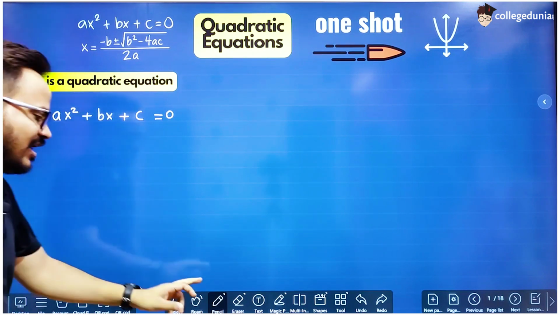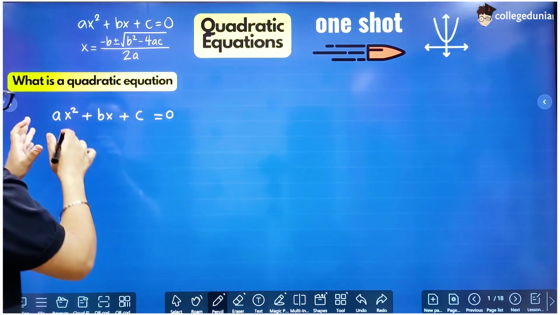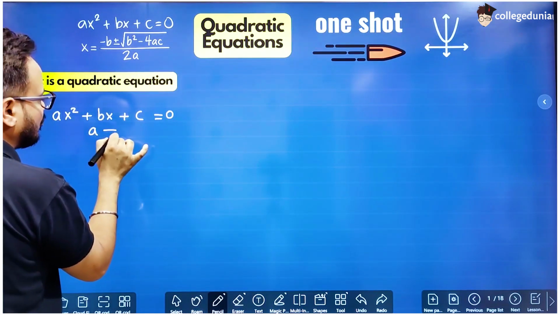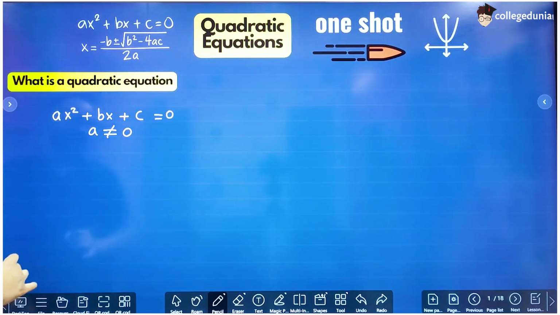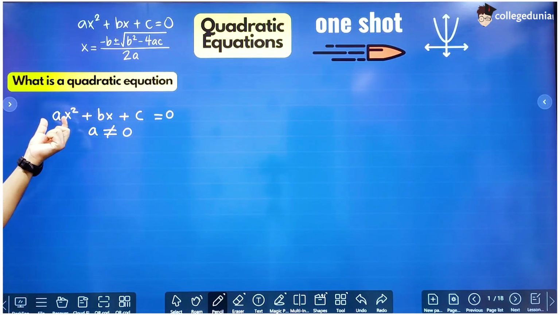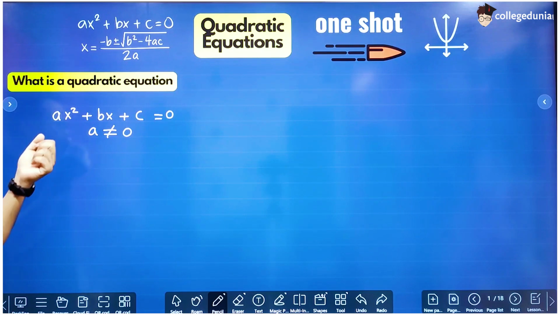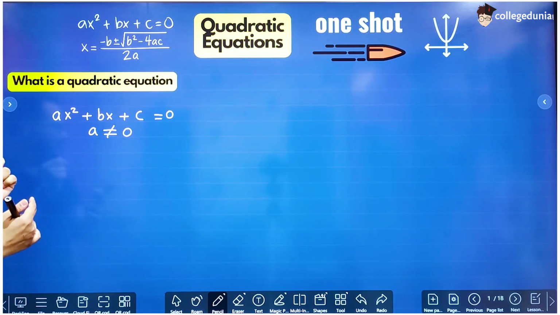And the 2 power term should always be there. So we should write here that a should not be 0. If a becomes 0, then the x square term will be eliminated, so it will not remain a quadratic equation. So any equation whose degree is 2 is called a quadratic equation, right?